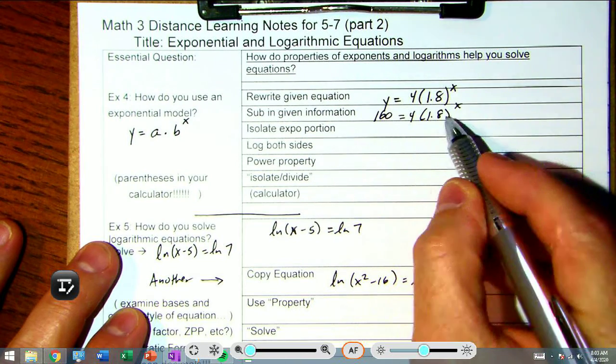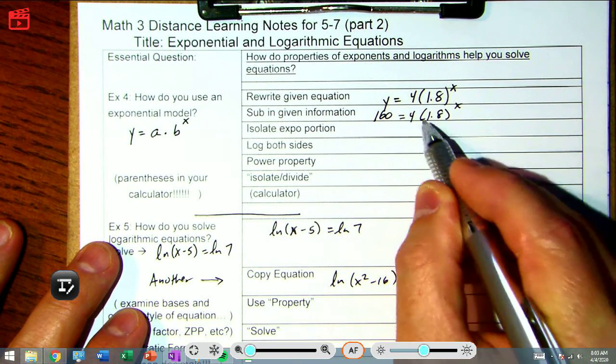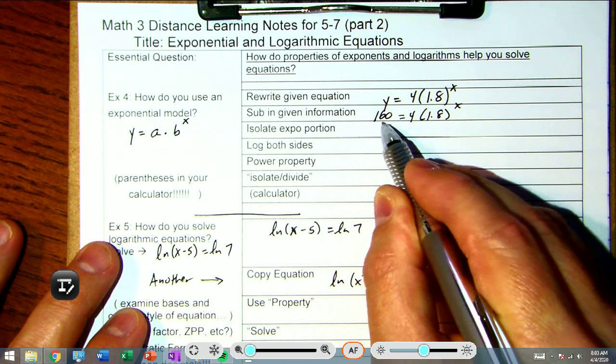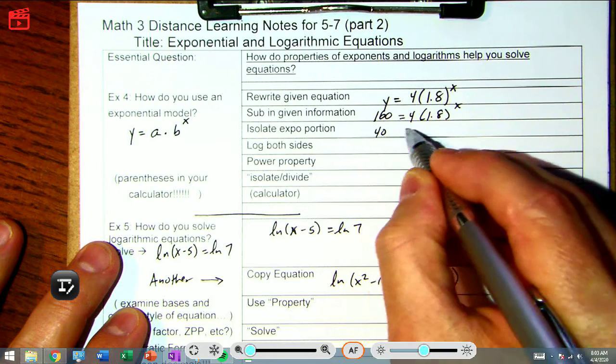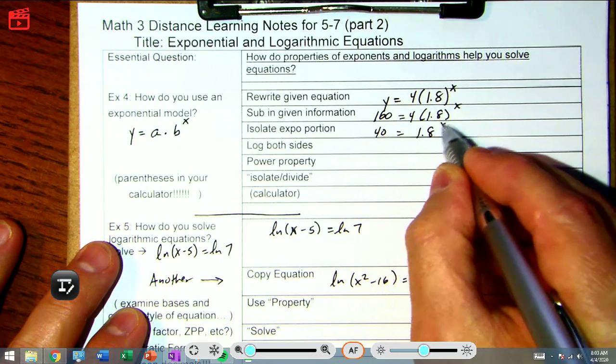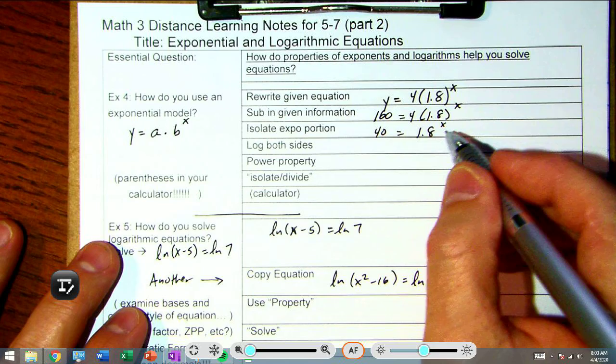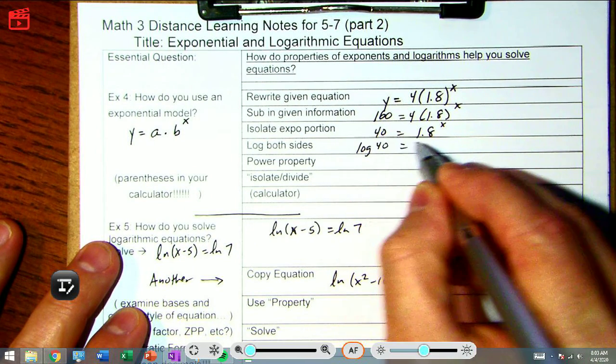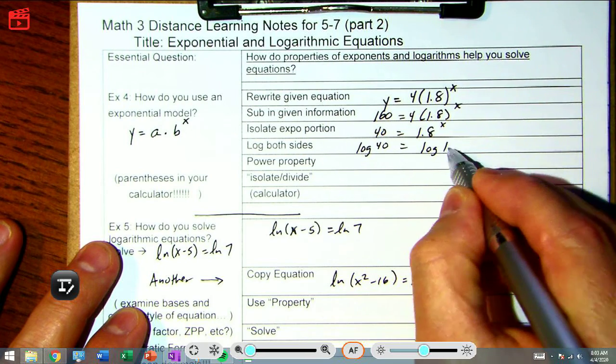And we bring down the rest of the equation. Now, before we can do anything with this, we have to isolate this piece of the equation. So divide by 4 on both sides. When I divide this by 4, I get 40. And then, we did this before on example 2. Let's take the log of both sides. So we have the log of 40 equals the log of 1.8 to the x.